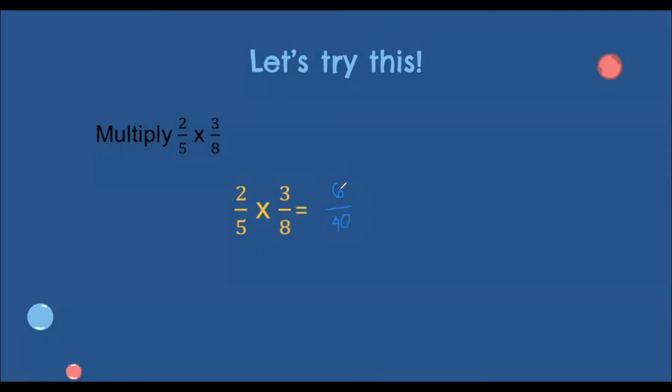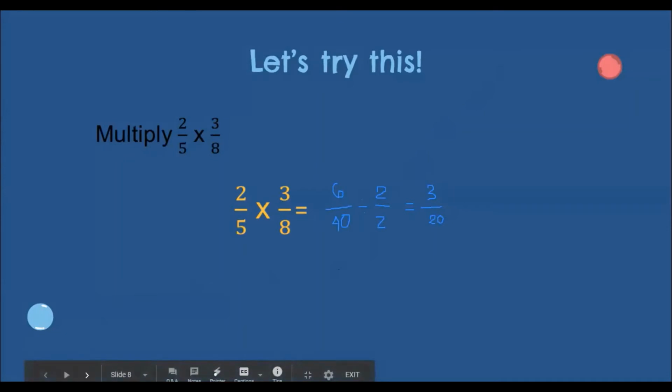After this, look at your answer. Can you reduce our answer to lowest terms? Is there a number that can divide 6 and 40? The answer is very good. Yes, we could divide 6 and 40 by 2. So let us divide 6 by 2, that is 3. And 40 divided by 2, that is 20. Our answer here cannot be reduced to lowest terms since 3 is already a prime number.